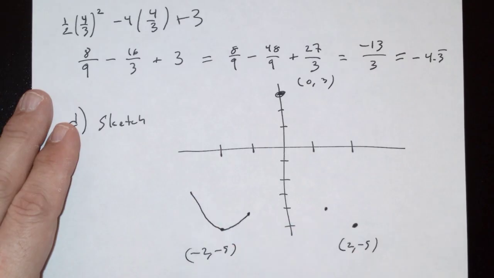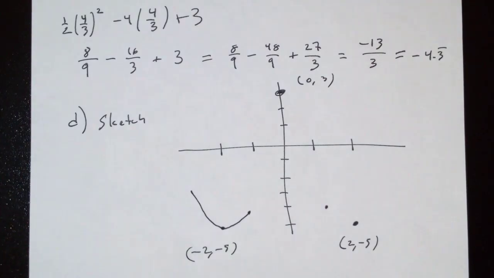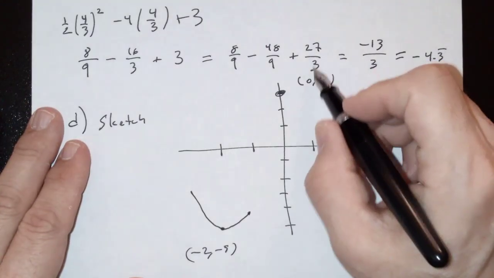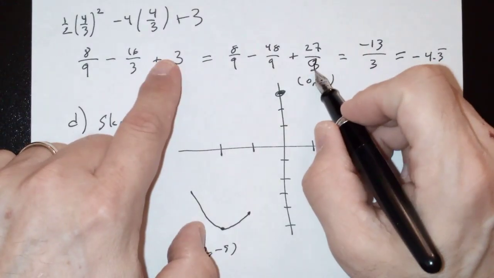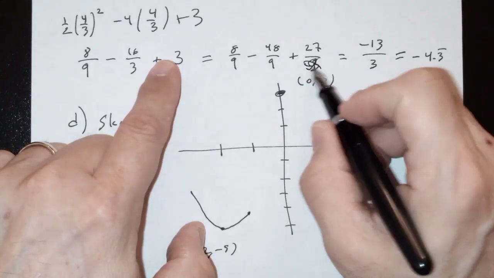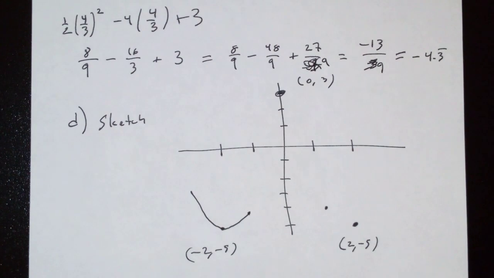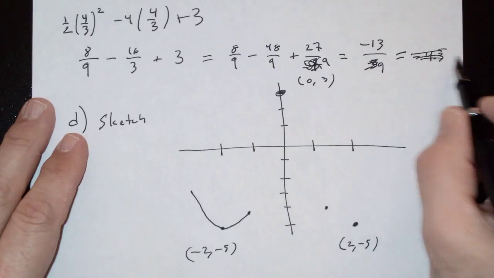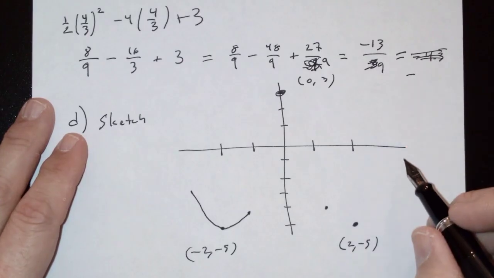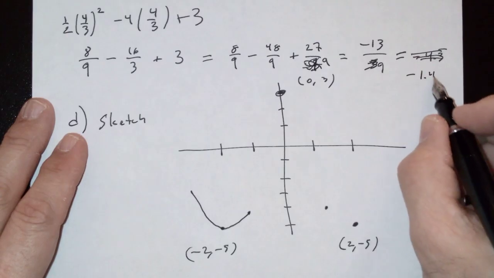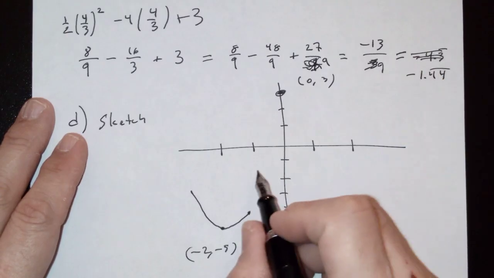Oh, wait a second. That's wrong. Where's my mistake? Supposed to be -13. 27 over 9. So that's going to be 13 over 9. 13 over 9 is a lot bigger than 13 over 3 in terms of this. So I get negative 13 over 9, 1.444. That's up here.